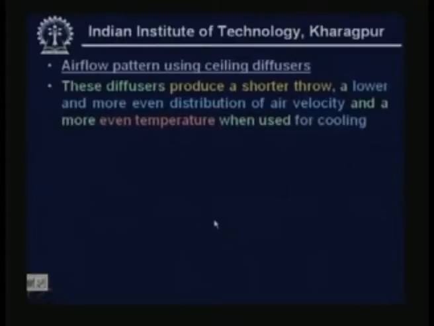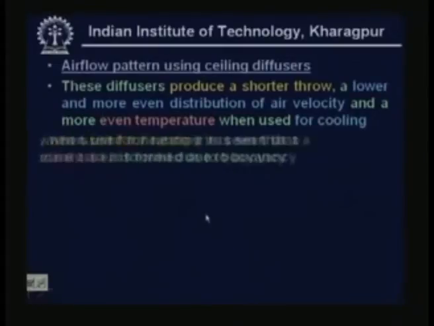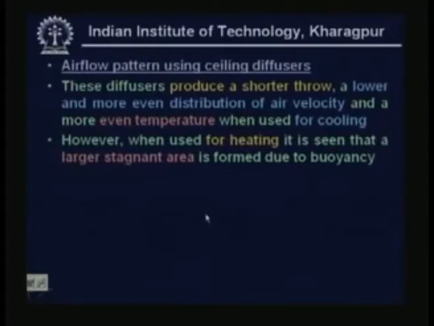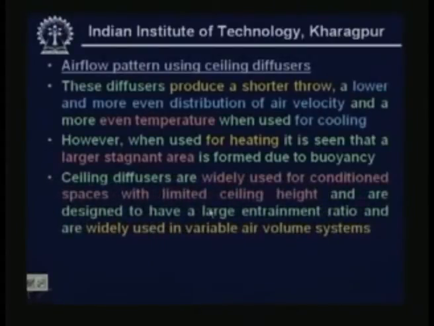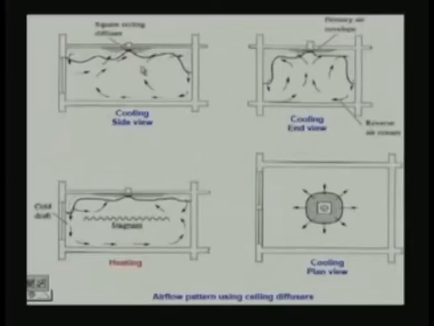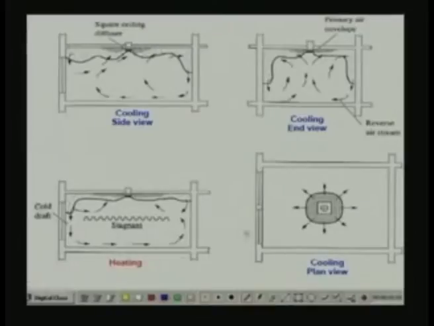These diffusers produce a shorter throw, a lower and more even distribution of air velocity, and a more even temperature when used for cooling. However, when used for heating, a larger stagnant area is formed due to buoyancy. Ceiling diffusers are widely used for conditioned spaces with limited ceiling height, as I have already explained, and are designed to have a large entrainment ratio and are widely used in variable air volume systems. Let me again show the airflow pattern.